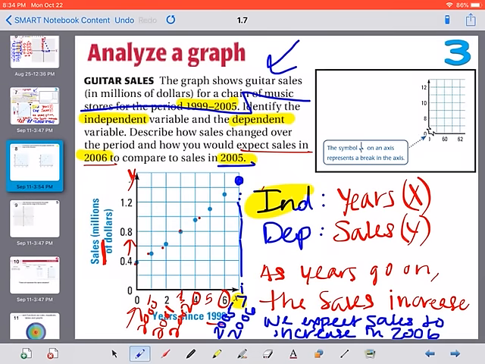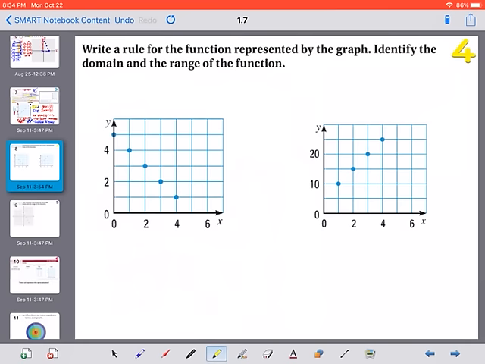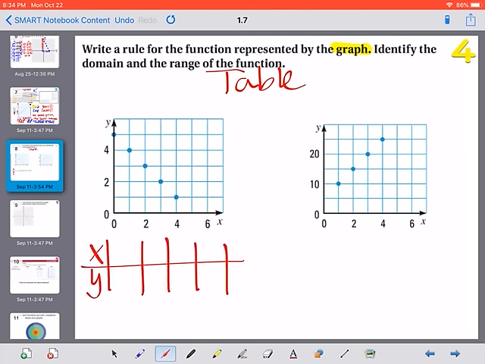So let's take a look at our next two. It says write a rule for the function represented by the graph. Identify domain and range. Well, we haven't learned how to write a rule for a graph, but we do know how to write a rule from a table. So I'm going to take these numbers and put them in a table form. Here's our x values and here's our y values. In between here, they go by ones. We can fill in the numbers.